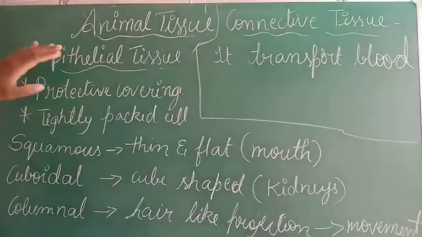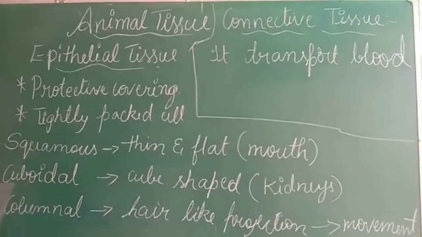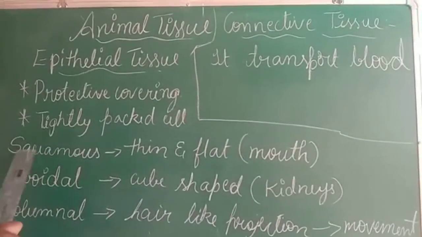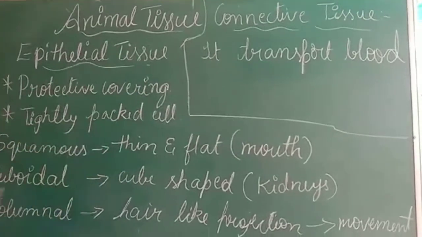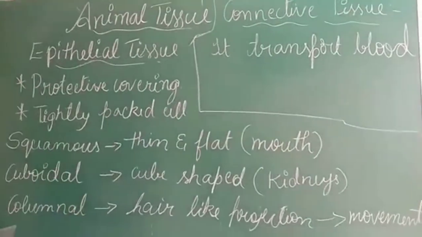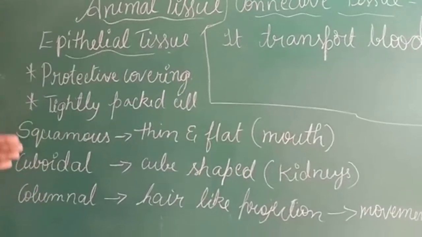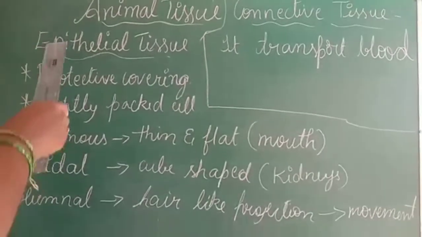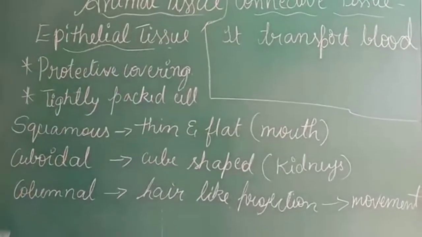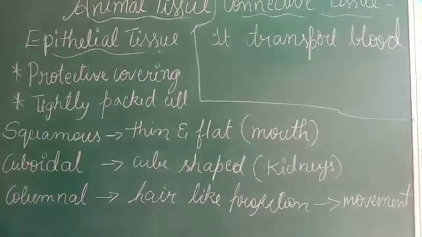Epithelial tissue has three different varieties: squamous epithelial tissue, cuboidal epithelial tissue and columnar epithelial tissue. These are the three varieties you can find under epithelial tissue. Now let us see where the squamous epithelial tissue is found.